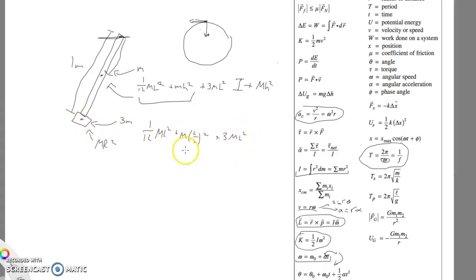So we'll simplify this part. That becomes 1/4 ml squared, 1/12 ml squared, and then 3 ml squared, okay? So 1/12 plus 1/4, 1/4 is 3/12, this is 4/12 combined to get 1/3 ml squared plus 3 ml squared. This one is for the meter stick, this is for the mass at the end. We combine them, we get 3 and 1/3 ml squared as our moment of inertia.